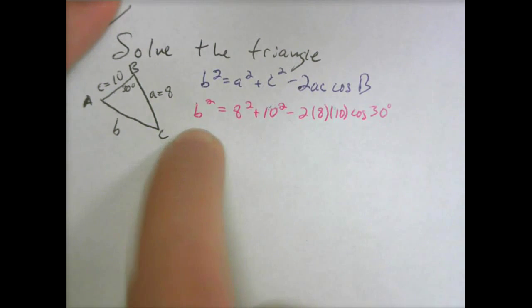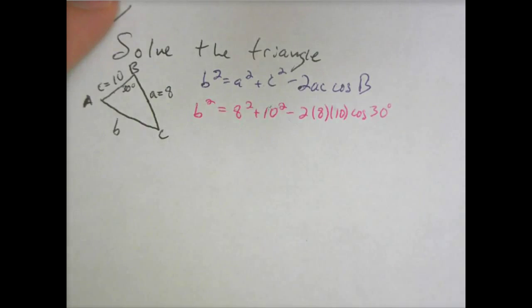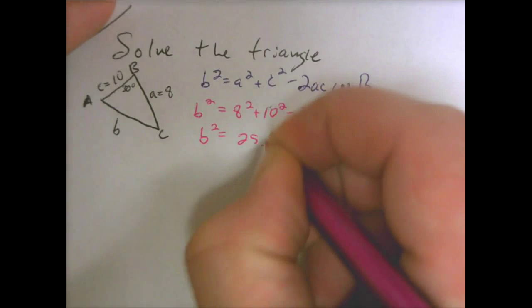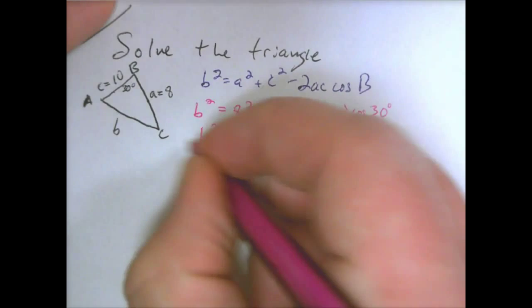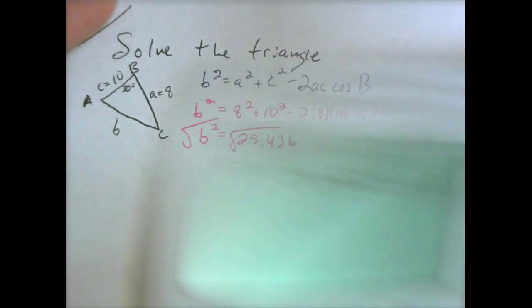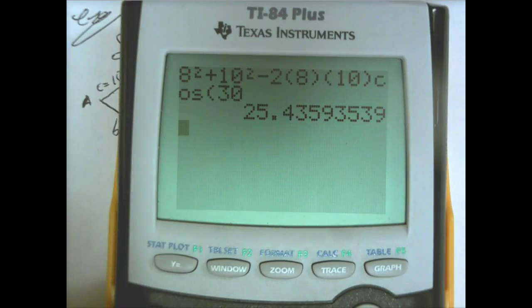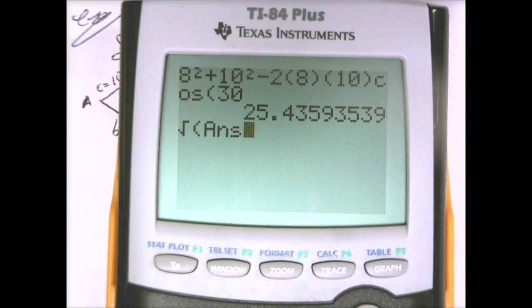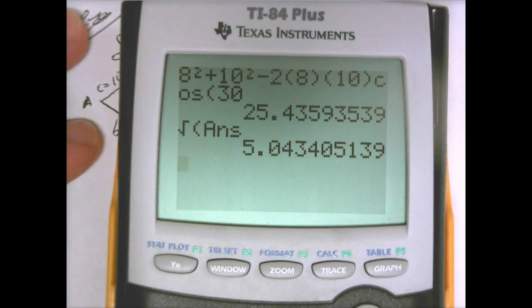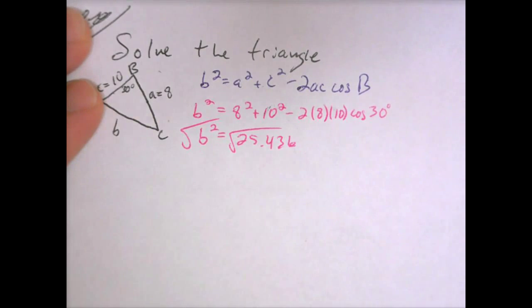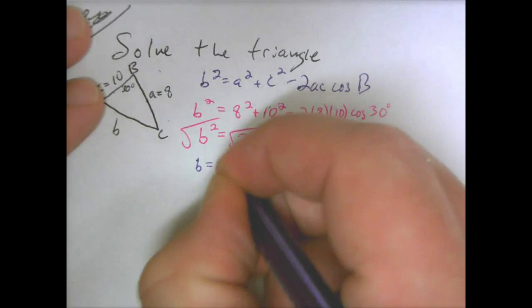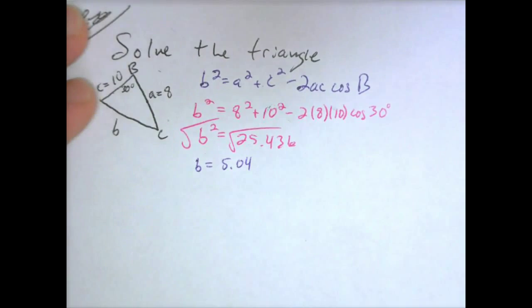So if that is b squared, well, I think you get rid of squares by taking the square root, because we have b squared equals 25.436. So if I take the square root of both things, cool trick in your calculator. If you hit square root, if you hit second negative sign, it will take the square root of your previous answer. Hit enter, 5.04. That is your side B. So B equals 5.04. If it gives you units, make sure you write units. In this case, it doesn't, so I'm not going to.